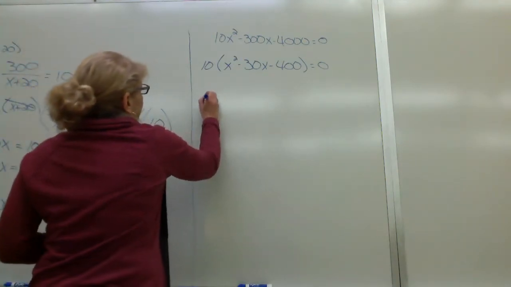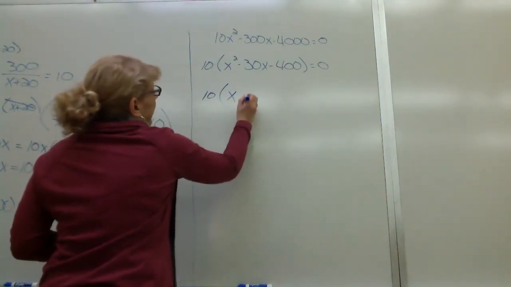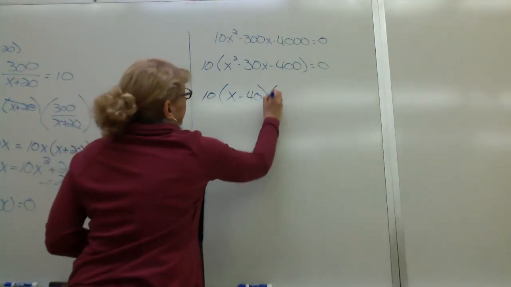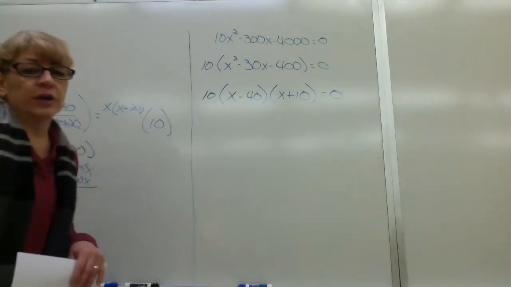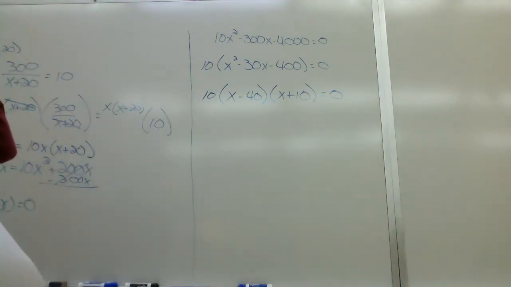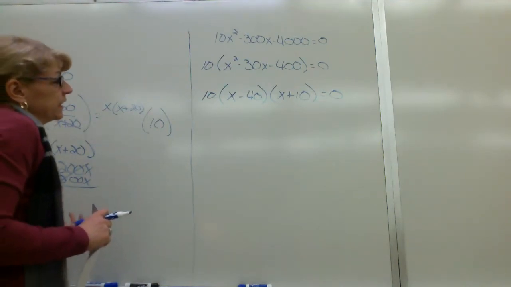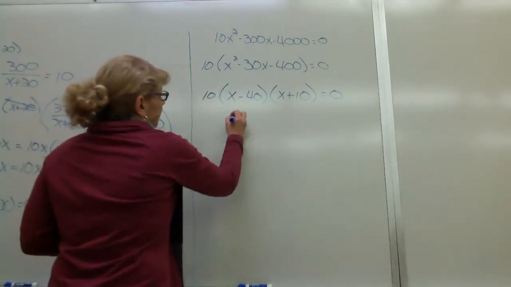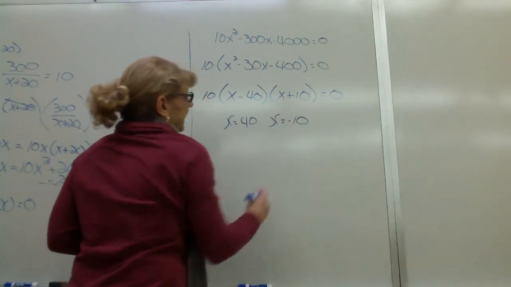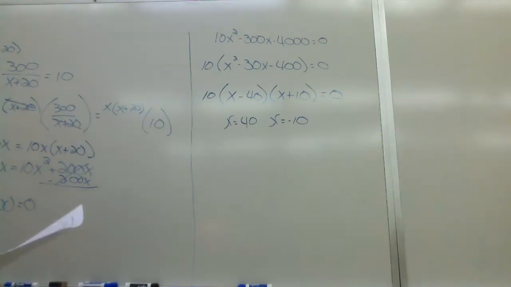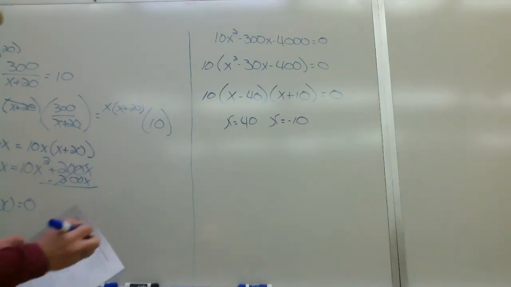So this factors to 10 times x minus 40 times x plus 10 equals 0. If you FOIL that back, you'll see that you will get x squared minus 30x minus 400 back. So now using the zero product property, I know that if x is equal to 40 or x is equal to negative 10, that will be a solution to this problem. So now you can substitute those back in to make sure that they both work.